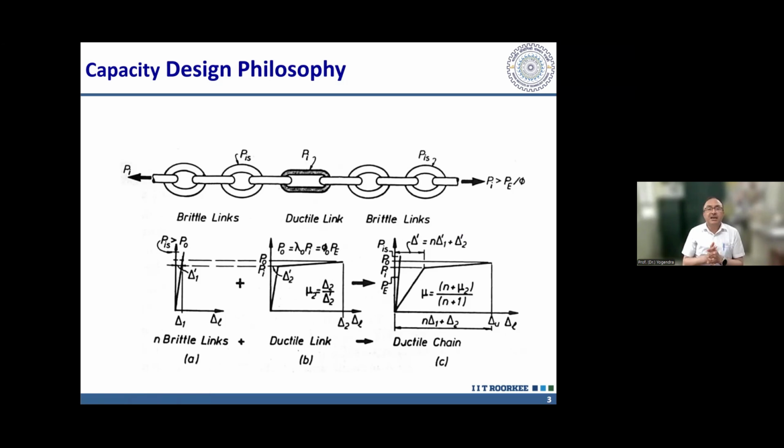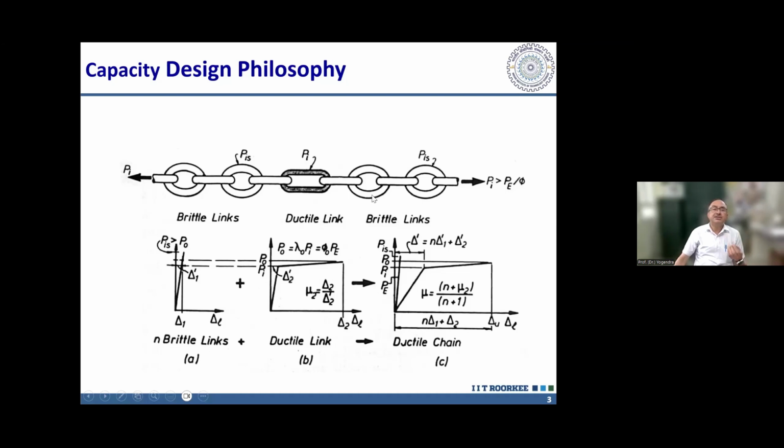Now, only one link is ductile, that is our bending mode of failure. All other failure modes, which are represented by different links, those are brittle. So how the failure of this chain will occur, whether it will be brittle or ductile? The answer to that question will depend upon which link is going to fail. If the brittle link is going to fail, the failure will be brittle. If the ductile link is going to fail, then the failure will be ductile. And how we can ensure that only the ductile link is failing? For that, we have to make brittle links stronger than the ductile link.